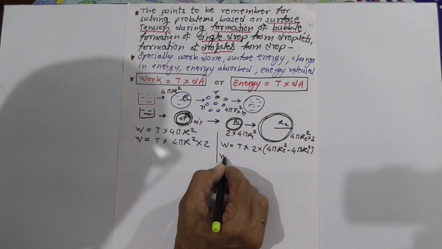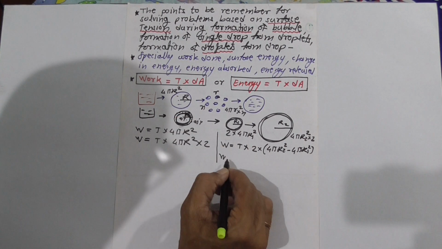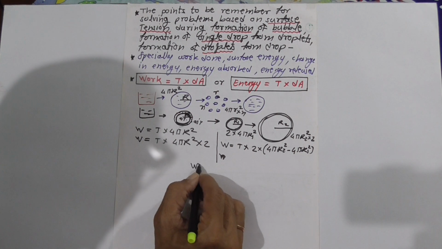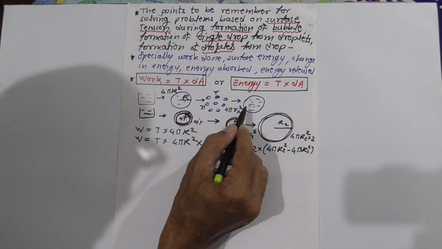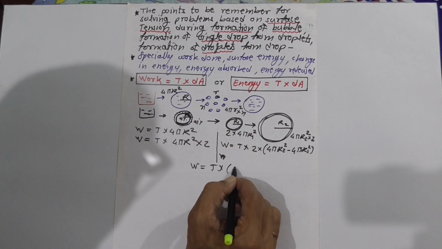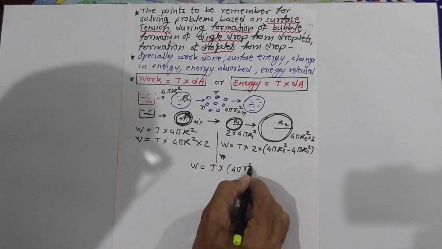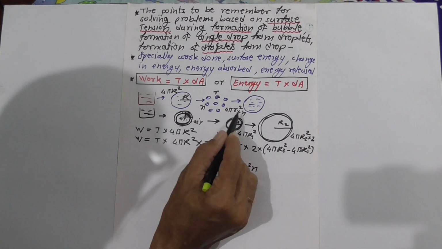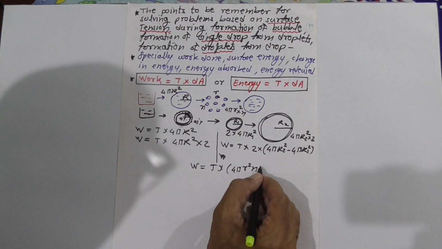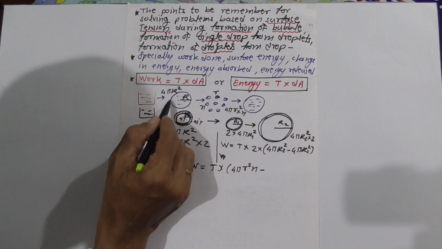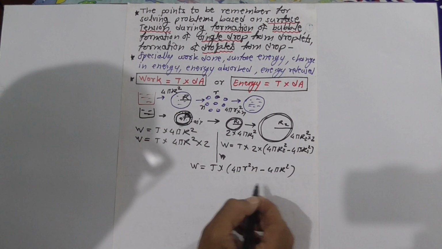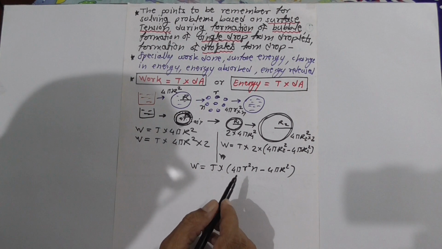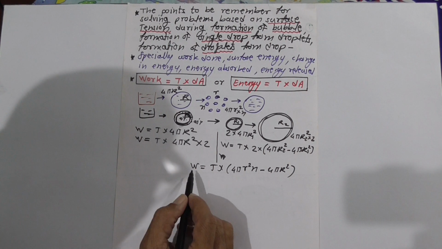So W for this case, for the drop, is equal to T into change in area. Change in area is the final surface area, 4 pi r square into n, the total surface area of the n droplets, minus the initial surface area of the single drop, 4 pi capital R square. So this is the case where you have to solve the problem.